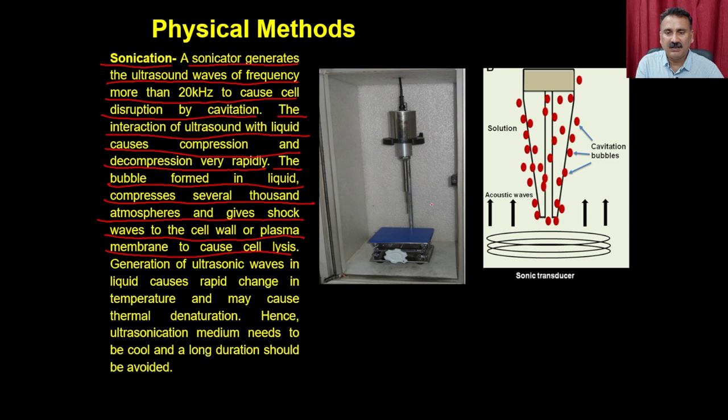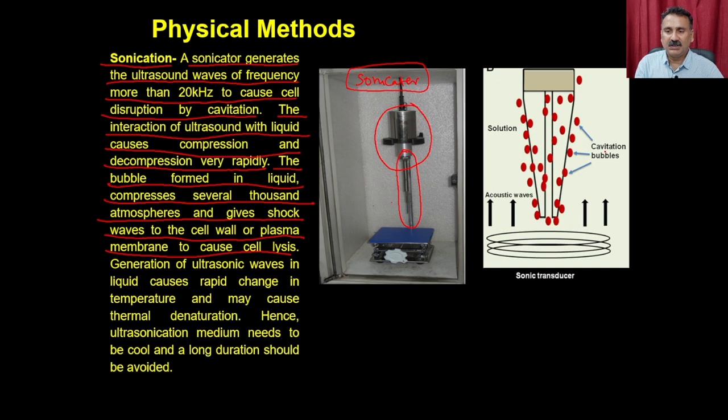What you see here is a sonicator. You see there's a glass, within which the sample is being placed, and this is the machine through which you are going to generate the sonic waves, and this is the probe. This probe you have to insert into the vessel where you want to do the sonication.